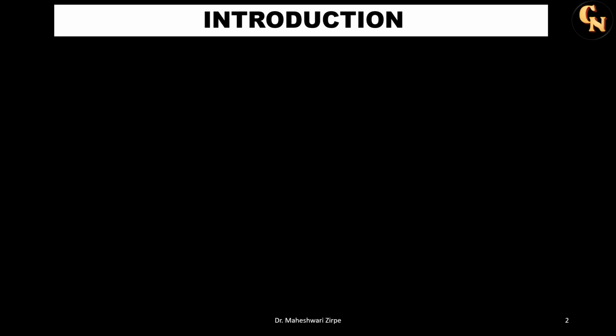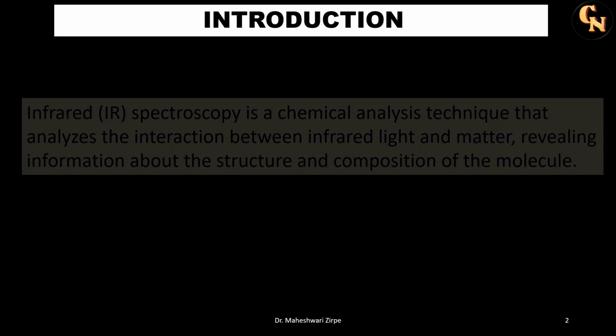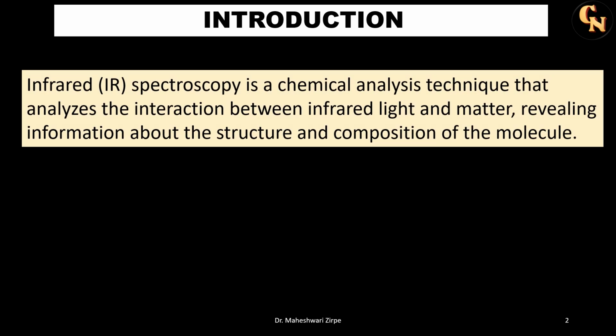So students, let us understand what IR spectroscopy is. IR spectroscopy is a simple yet powerful technique in chemistry. Have you ever wondered what kind of bonds are there in a molecule? That's where IR plays a role. So first of all, let us understand what IR is. IR indicates infrared. So we are going to understand IR spectroscopy, which is a chemical analysis technique.